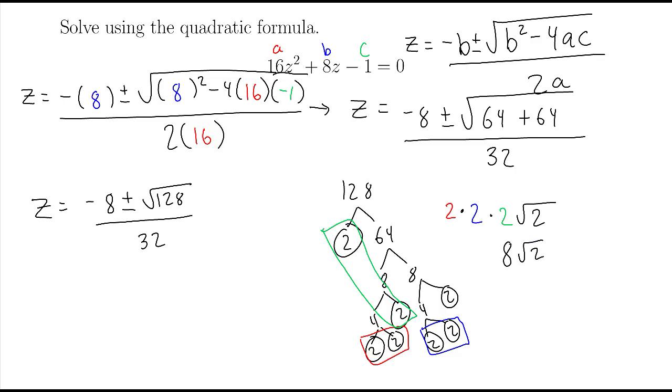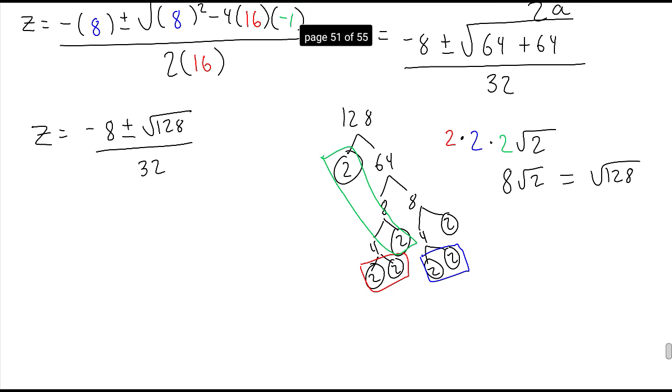All right, so that's the same thing as the square root of 128, right? These two things are the same. 8 square root of 2 is the simplified version of the square root of 128. Okay, so I'll rewrite z as negative 8 plus or minus 8 square root of 2 over 32.